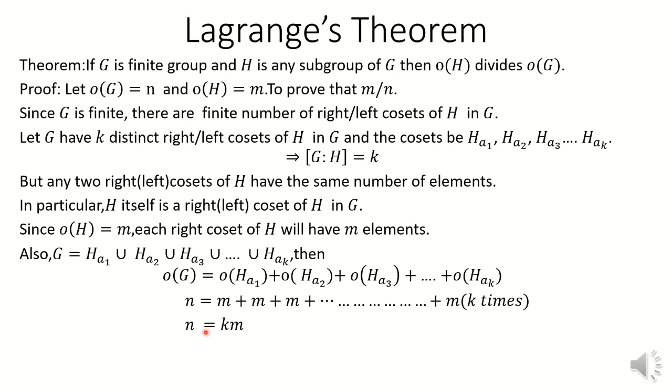So we have expressed n as a product of two numbers, k into m, which means that k divides n as well as m also divides n. Therefore, we have m divides n, which is the proof of Lagrange's theorem.